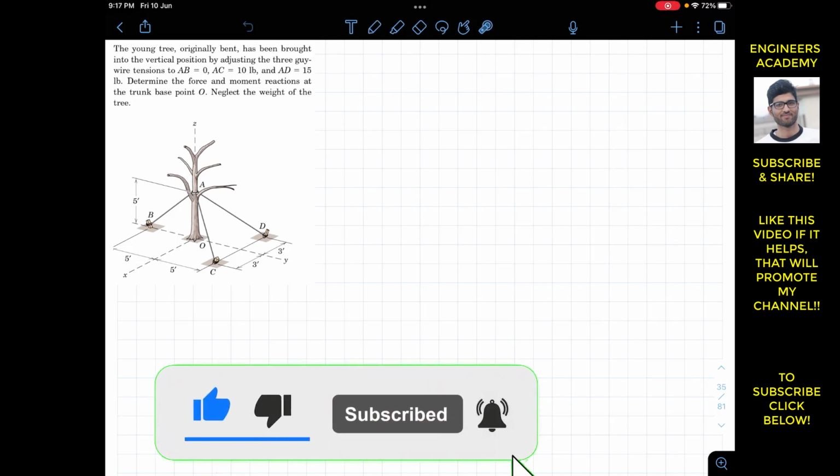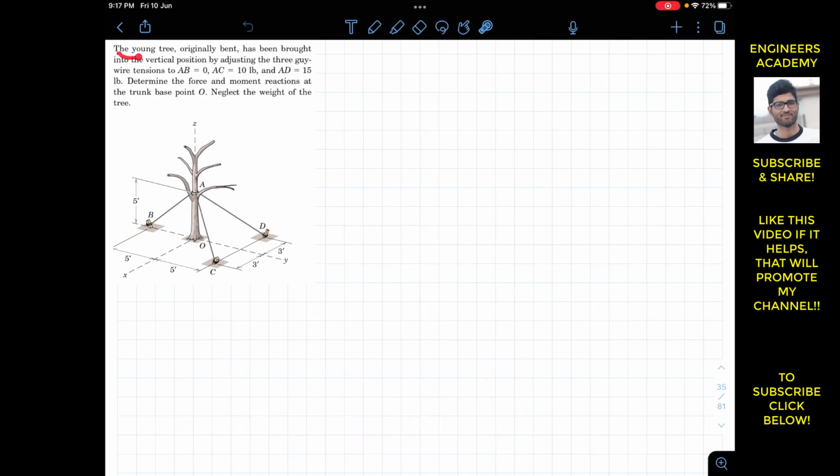Now we are going to solve this problem which says that the young tree, originally bent, has been brought into the vertical position by adjusting the three guy wire tensions to AB equals 0, AC equals 10 pounds, and AD equals 15 pounds. Determine the force and moment reactions at the trunk base point O. Neglect the weight of the tree.